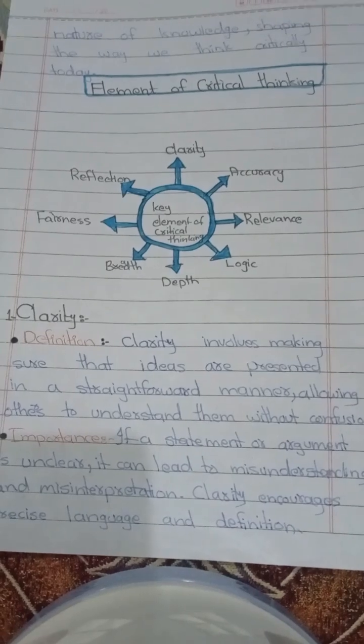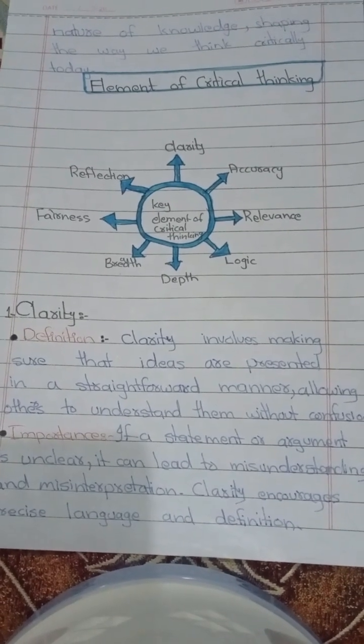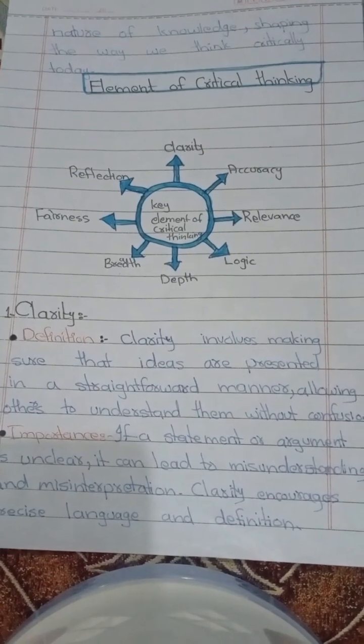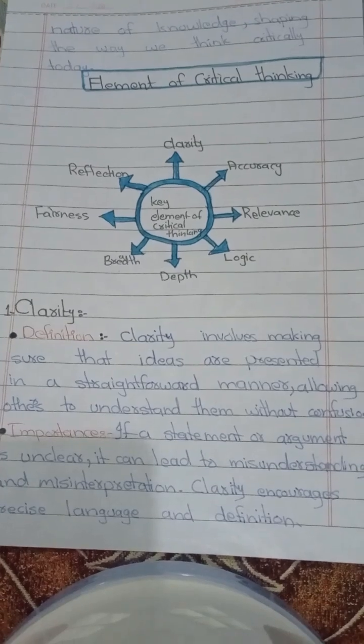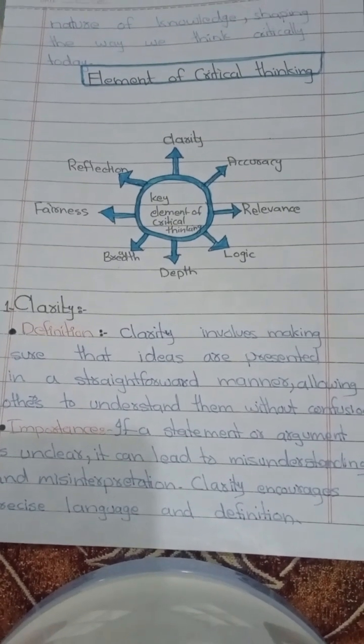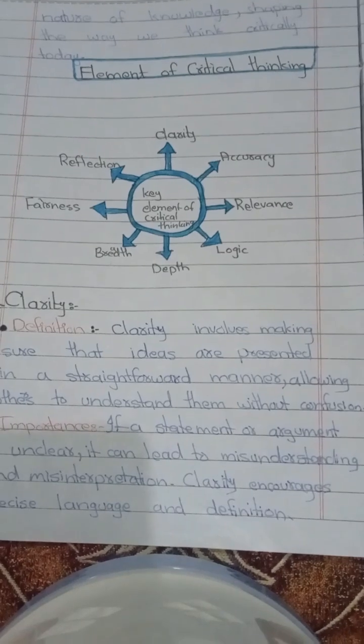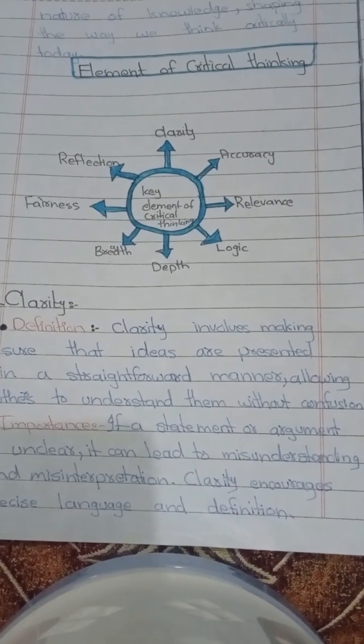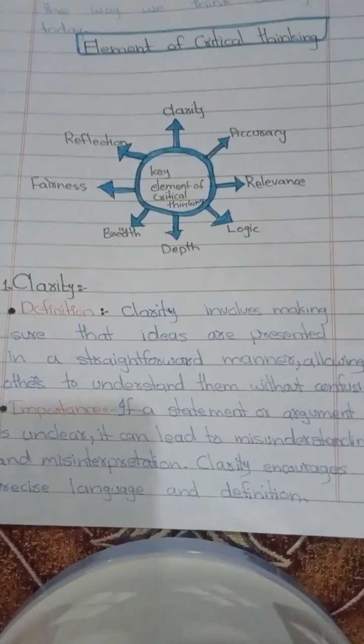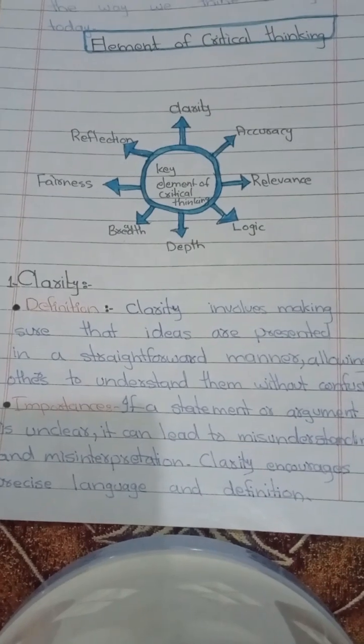Now we discuss the elements of critical thinking: the first is clarity, next accuracy, third relevancy, fourth logic, fifth depth, sixth breadth, seventh fairness, and eighth reflection. First of all, we discuss clarity.